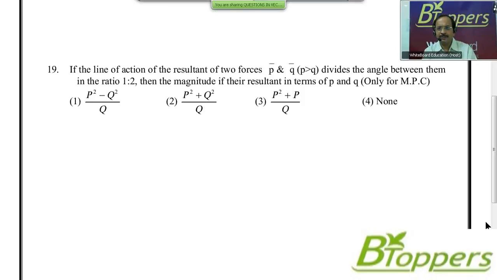I feel that this question needs to be done only by the MPC students, that is the students who are preparing for engineering entrance examinations only. I feel this question may be above standard for the students preparing for medical entrance examinations. So those students who are preparing only for medical entrance examinations can skip this question, or they can also do it if they are interested. It will be a little more standard than the earlier questions.